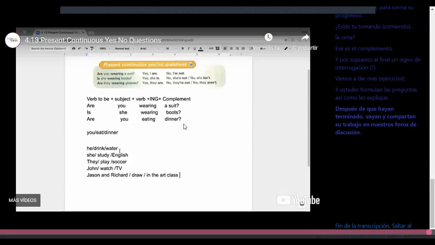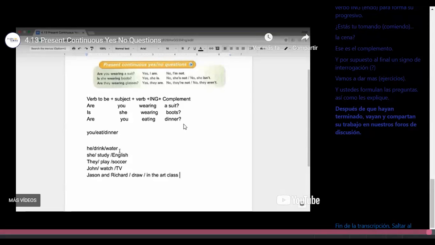Is he drinking water? Drink, le vamos a poner ing, ¿verdad? ING. Is he drinking water? Afirmativo, ¿cómo sería? Yes. No, porque yes. Estamos hablando de él.